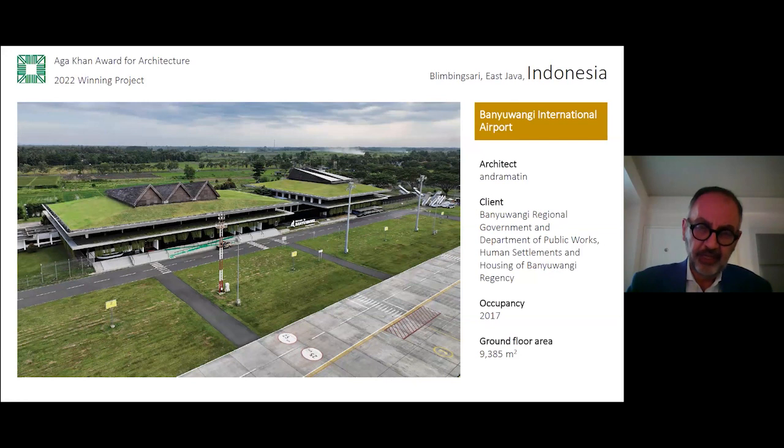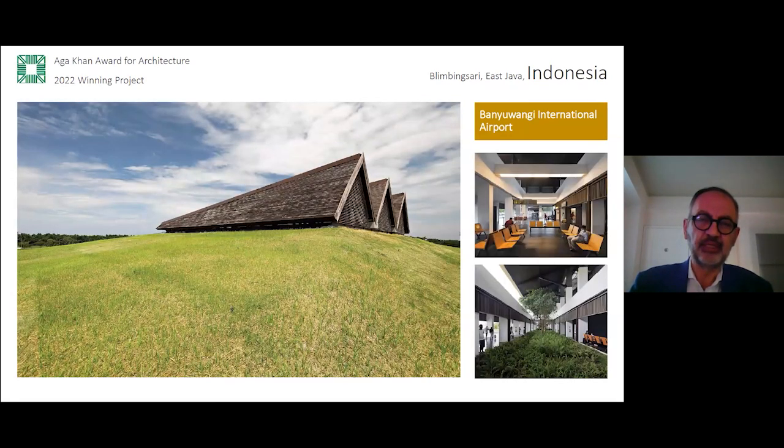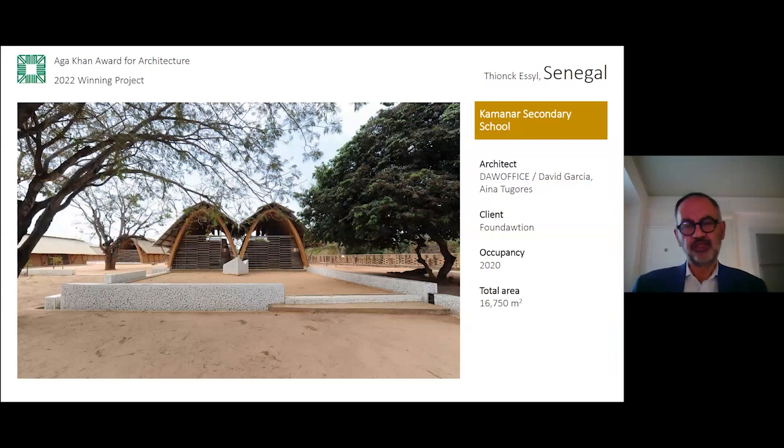And architecturally, it is very inspiring. The architect was inspired by the local architecture of the neighborhood, and that's how you can see it blends in with the paddy fields. The last project which I'm presenting here is a project in Senegal.